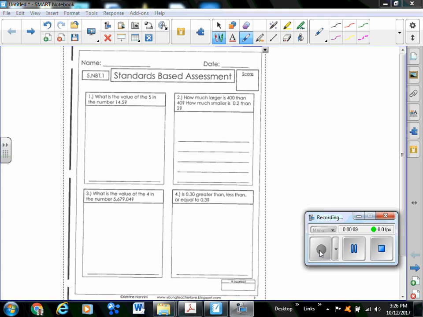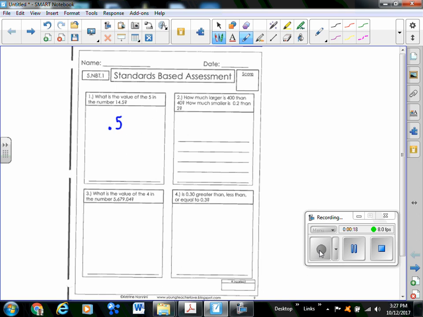What is the value of the 5 in the number 14 and 5/10? The value would be, you could either write decimal point 5 or 5/10.